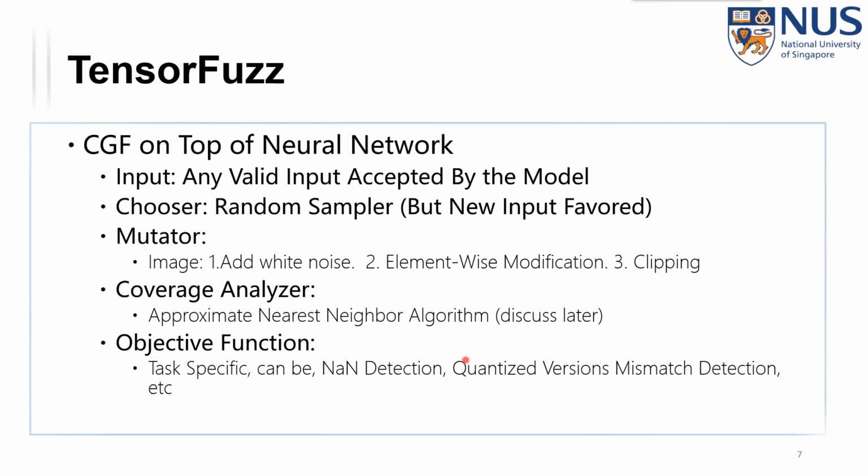Okay, so another one is quantized version mismatch detection. Under this scenario, I will introduce it later. You just need to know that some models have a quantized version during release, but a full version during training. But it is usually very hard to manually find examples that give different outputs for the quantized version versus the full version.